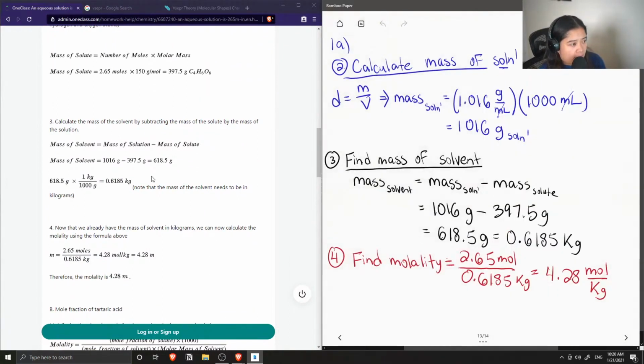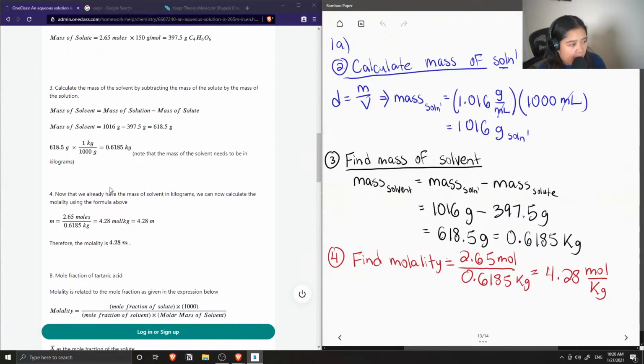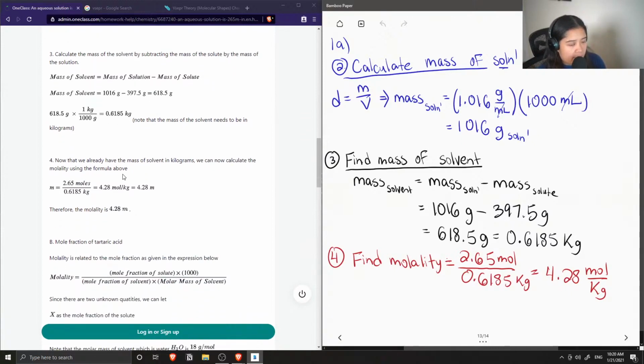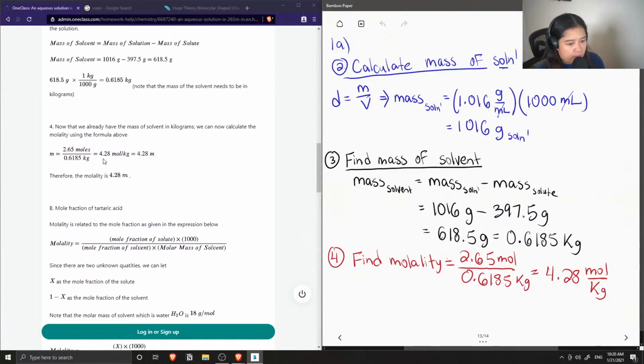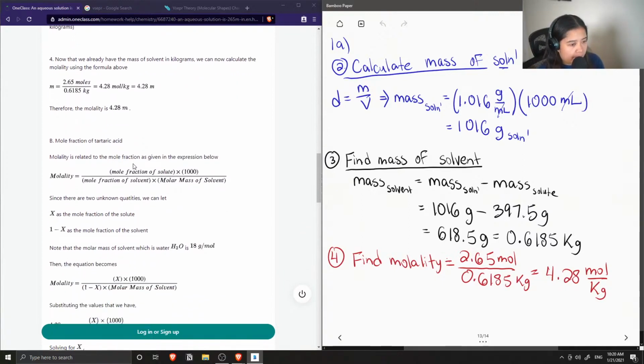So now step 3, our step 3s are the same. Calculate the mass of the solvent by subtracting the mass of the solute from the mass of solution. So they got 0.6185 kilograms of solvent. And next, we need to find molality. 2.65 moles divided by 0.6185 kilograms gave 4.28 moles per kilogram.